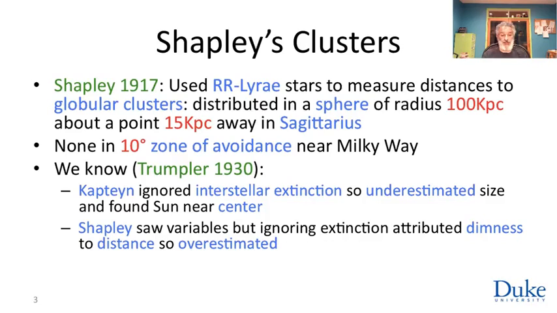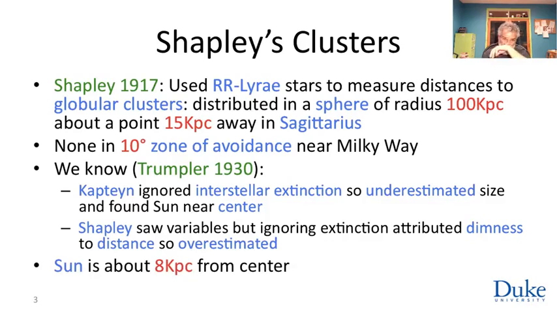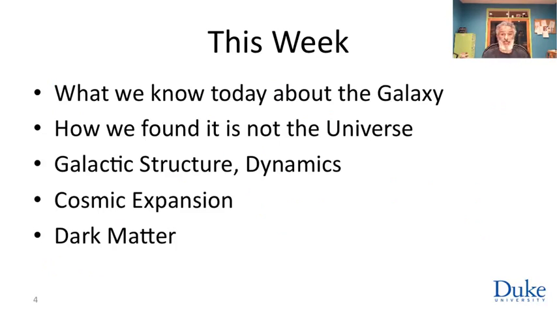The correct answer, as we now know it, is that the sun is about 8 kiloparsecs from the center of the galaxy, and so about half the distance estimated by Shapley, and more than 10 times the distance estimated by Kapteyn. We know more about this, and we'll spend the rest of this week figuring out what it is we know about the Milky Way, what it is we know about other galaxies, and what this tells us about the universe in general. So that's our plan for the week.